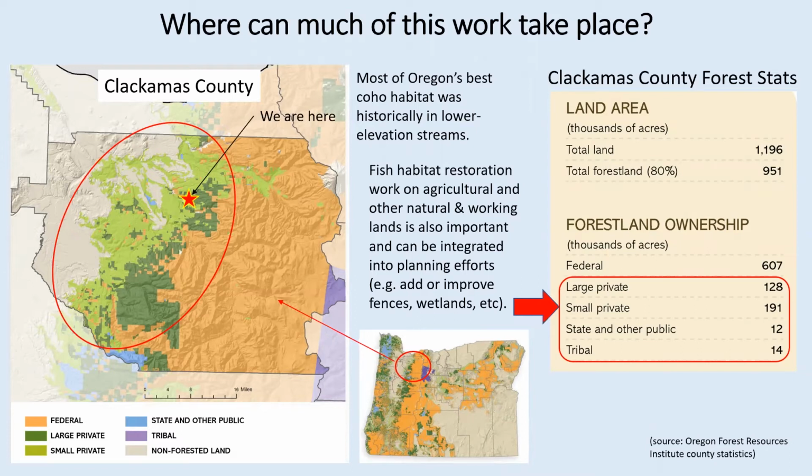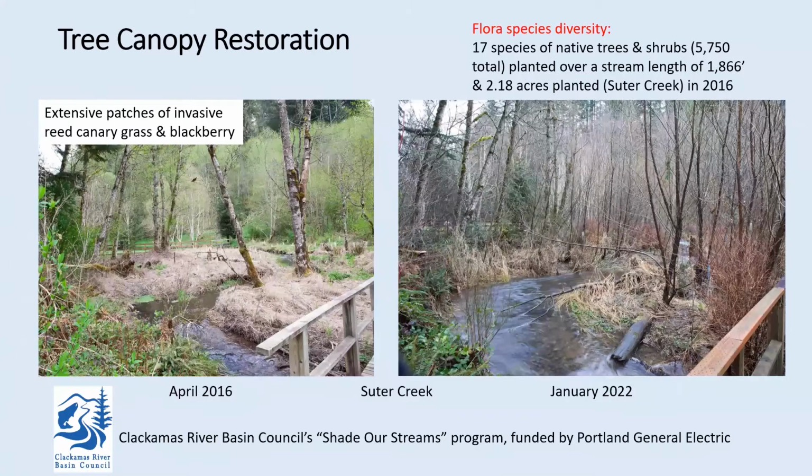And if you look at the statistics on the right there, you can see how forest land constitutes about 80% of the total land area within Clackamas County. And of that, the federal government owns almost 2/3, about 600,000 acres. But what's interesting is that small private woodland owners own more than large private woodland owners, which is usually not the case in Oregon. Usually large private woodland owners own more. So us small private woodland owners have an opportunity here to really do a lot of good for the community and for the fish. And so the next thing that we've done is quite a bit of tree canopy restoration. And I'll explain in a minute why that's important.